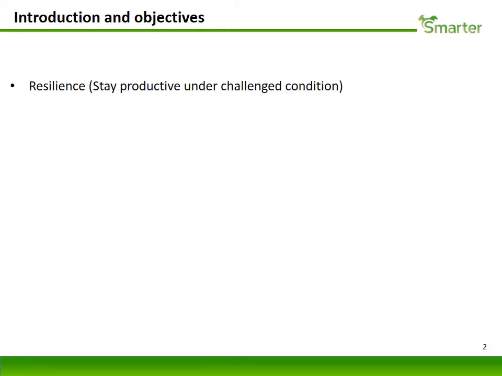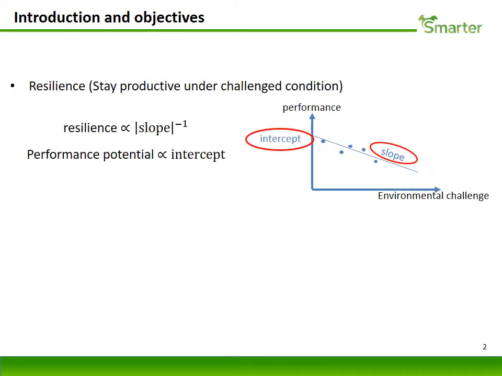Resilience has different definitions, but the one we use here is the ability of the animal to remain productive under challenged conditions, which is normally estimated by fitting a line through the performance data on different challenge levels. The inverse of the slope of this line is the resilience indicator, and the intercept shows the performance potential in an optimal environment. Ultimately, we want highly resilient individuals that have high performance potential as well.